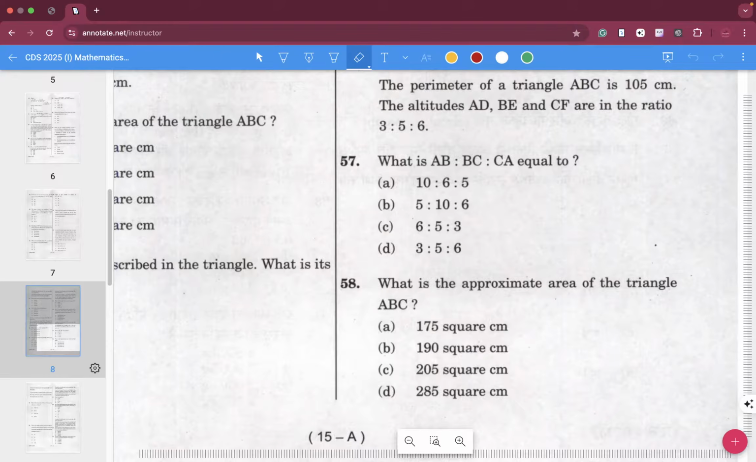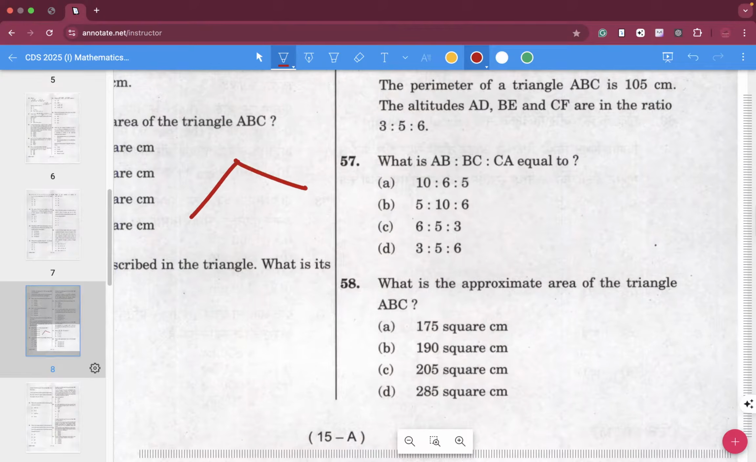The perimeter of a triangle is given as 105 centimeters. The altitudes AD, BE and CF are in the ratio 3:5:6. This is the ratio of the altitudes, isn't this what they are saying?